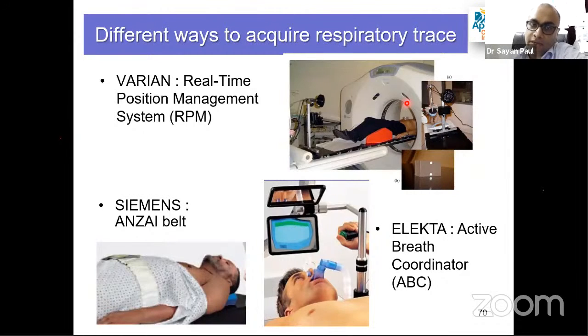So how is RPM done? There is an infrared marker and a video camera. It captures the reflected light and generates the respiratory wave on the monitor, and the imager, the CT scan machine or the treatment machine, gets to know that this is the respiratory pattern of the patient.